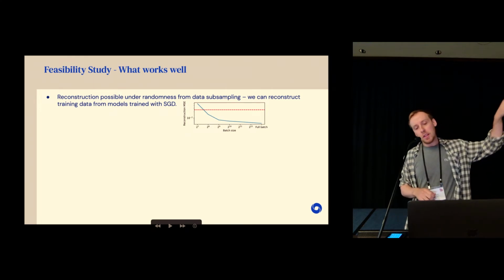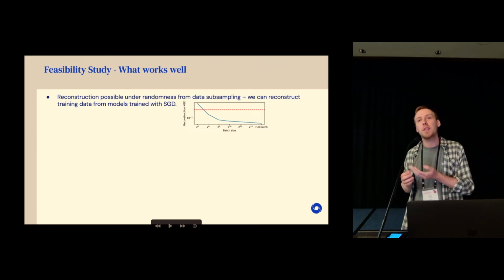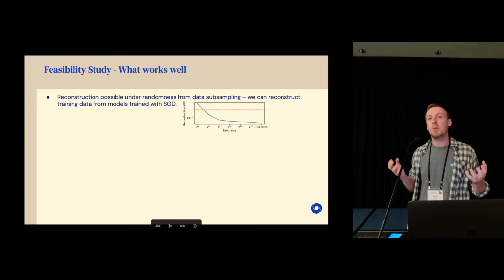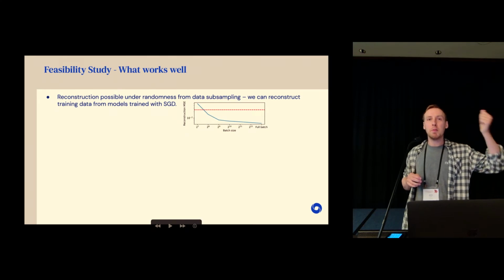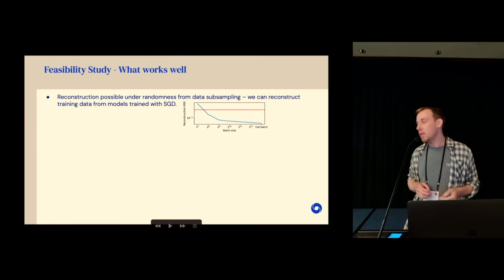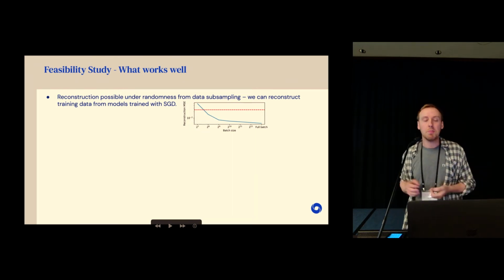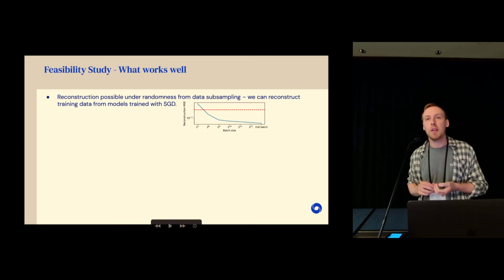This line goes down because, as you increase the batch size, you reduce the amount of randomness in the training pipeline, so it becomes more deterministic, and it's easier for the attacker to learn the mapping between model parameters and training points. However, even at a batch size of 2 to the 8, a relatively small batch size for an MNIST classifier, we can still do a very good reconstruction attack.